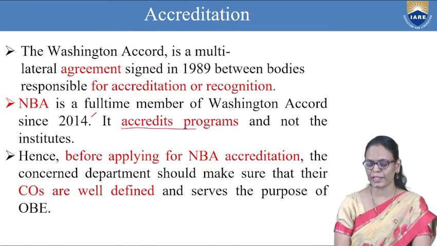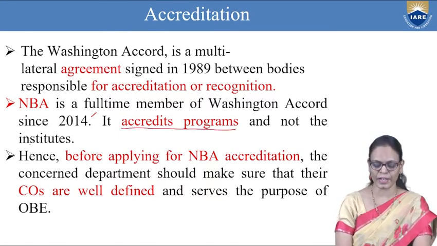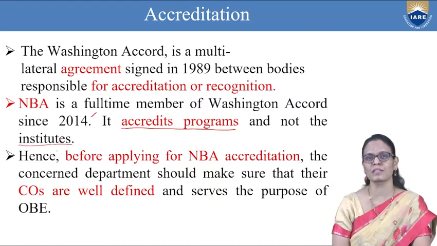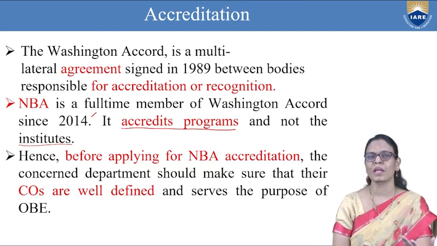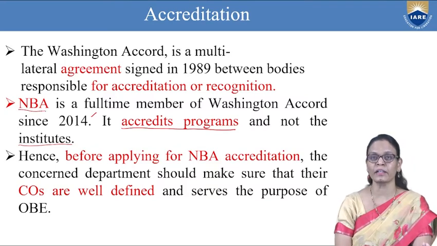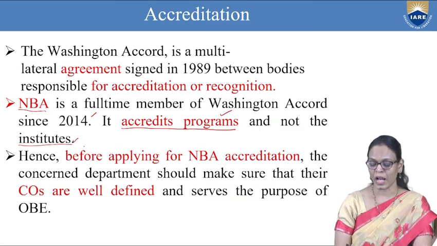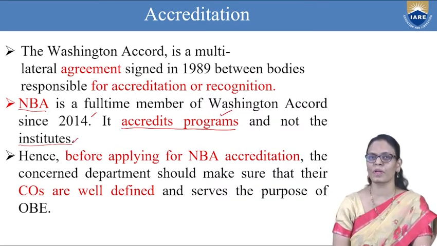So what do we mean by accrediting programs and not the institutes? Now, in an institute, we may have different programs. Like in our college, we have aero, mechanical, civil, electrical, electronics, computer science, and so on. We have different programs. When NBA has to accredit, it will accredit only the program and not the institute. It means at the department level, each program head has to take care that their program is meeting the requirements of NBA and their program is accredited.